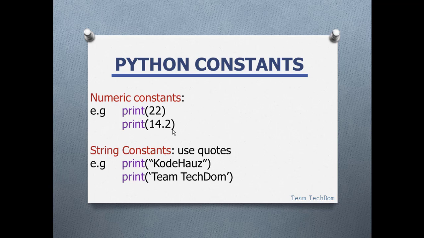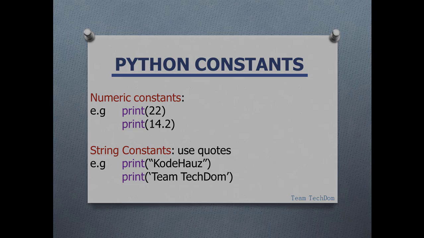String constants use quotes. It could be single, double, or triple quotes. In this example, I have print codehouse. Codehouse is enclosed in double quotes and print TechDom is enclosed in a single quote. Let's run this code in our interactive Python console and see what we get.